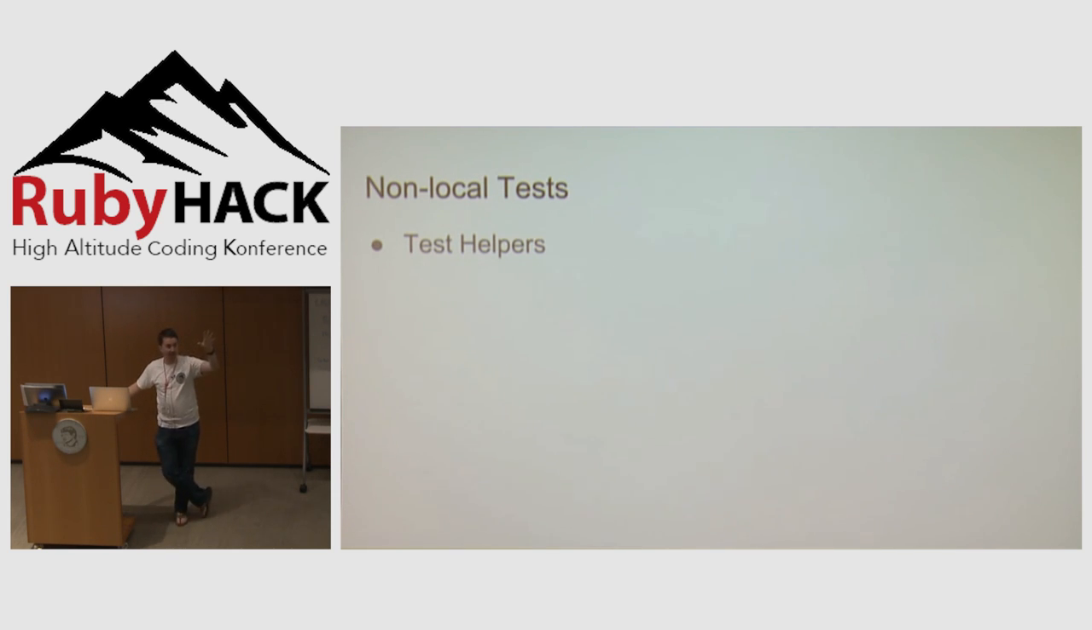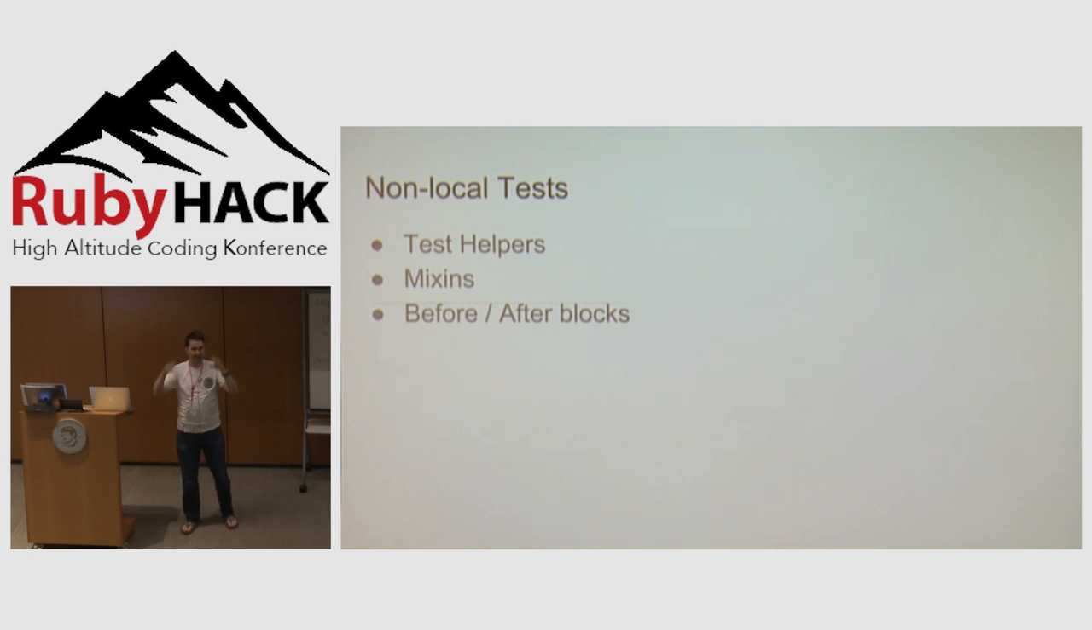Well, there's a couple places where you get non-locality. One of them is your test helper. Hopefully that stays nice and small, but sometimes that can get bloated. Lots of complexity there. Mix-ins, which sometimes comes with the shared test stuff. Before and after blocks can sometimes get very, very complicated. You got like this thing goes for these 7 tests, and this one goes for these 2 tests, and how do they all work together?